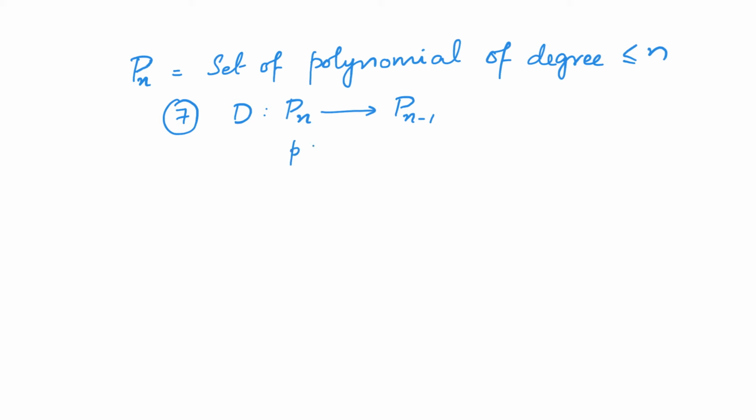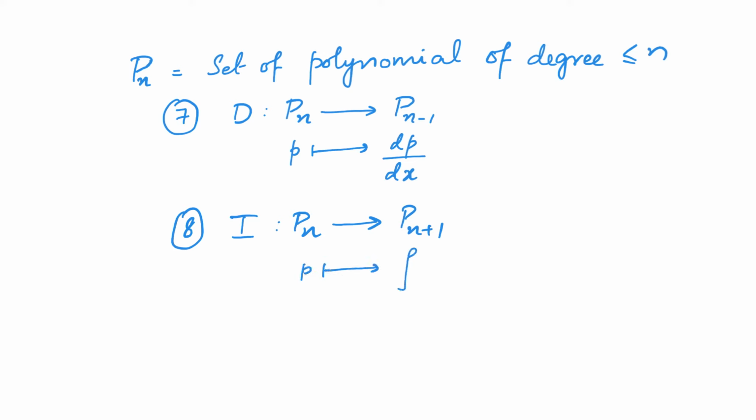And this map takes P to its derivative. And as before, we can check that this function is a linear map. Similarly, we can restrict I to Pn. But notice that when you integrate, the degree increases by 1. Therefore, the function I will be from Pn to Pn plus 1. And as before, the function takes a polynomial to its indefinite integral. This is again a linear function.